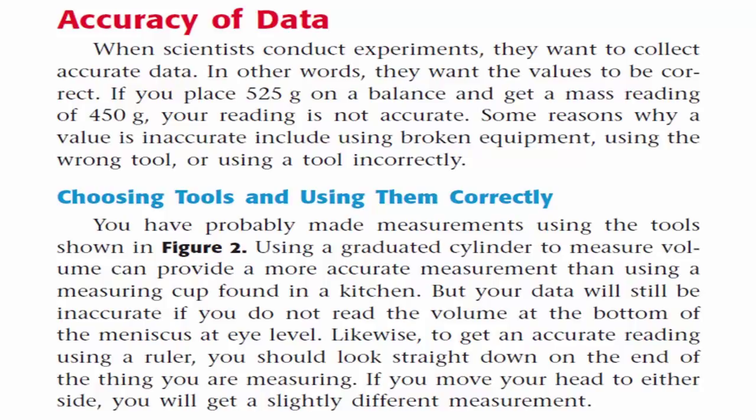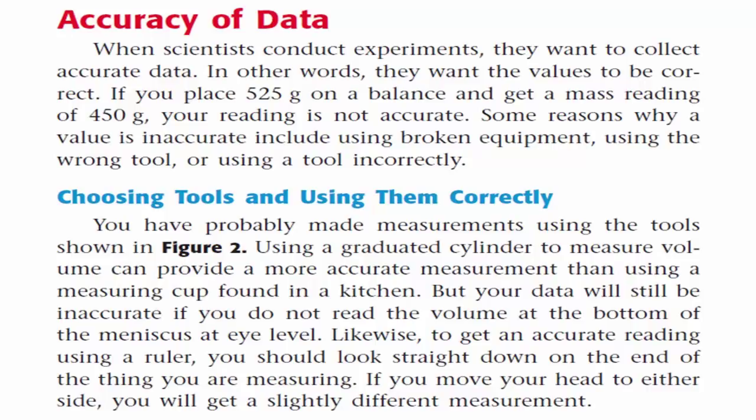Numbers. Accuracy of data. When scientists conduct experiments, they want to collect accurate data. In other words, they want the values to be correct. If you place 525 grams on a balance and get a mass reading of 450 grams, your reading is not accurate. Some reasons why a value is inaccurate include using broken equipment, using the wrong tool, or using a tool incorrectly.